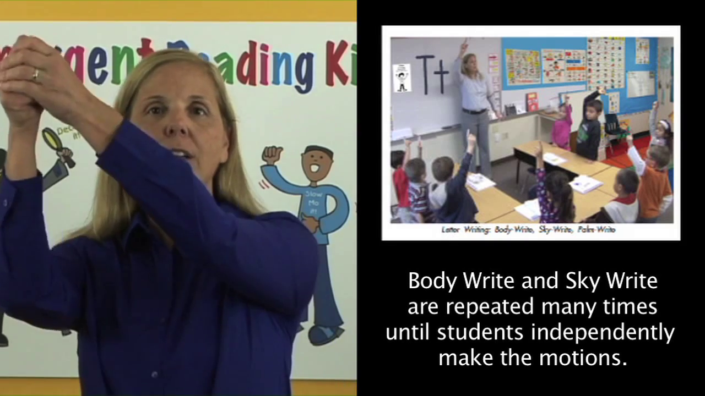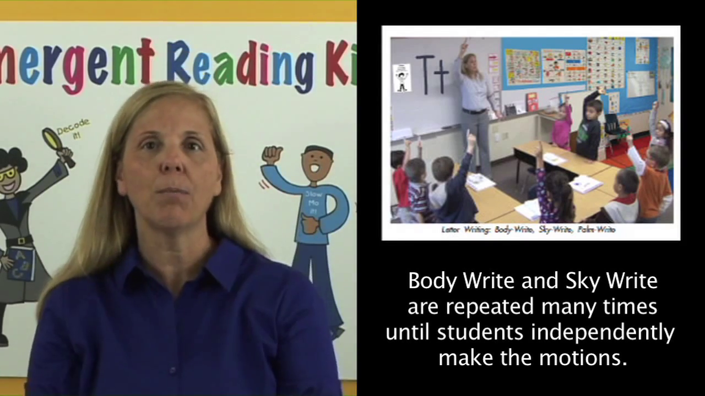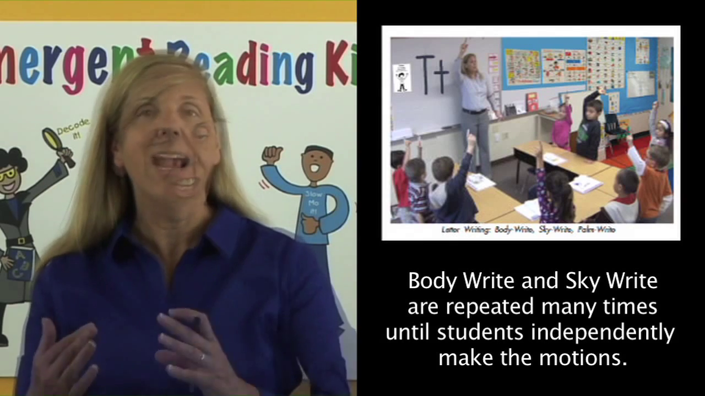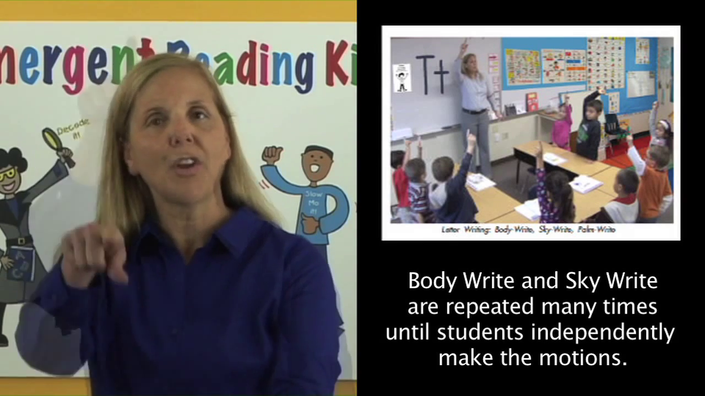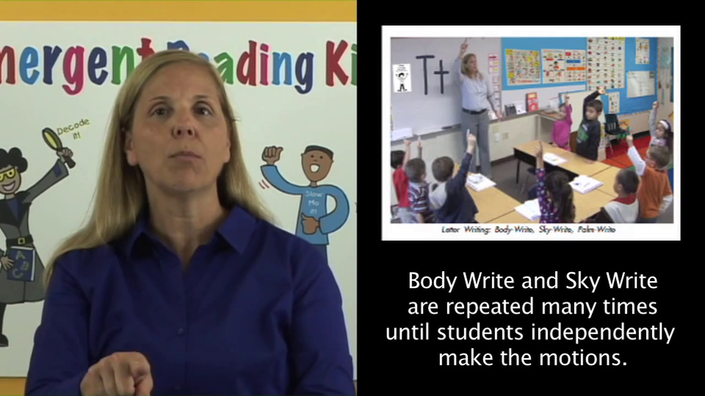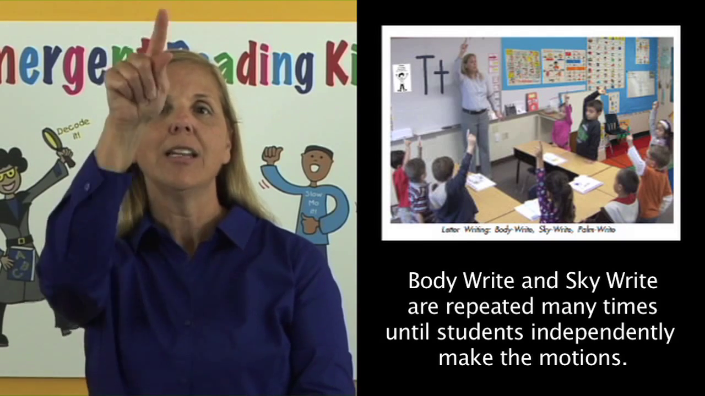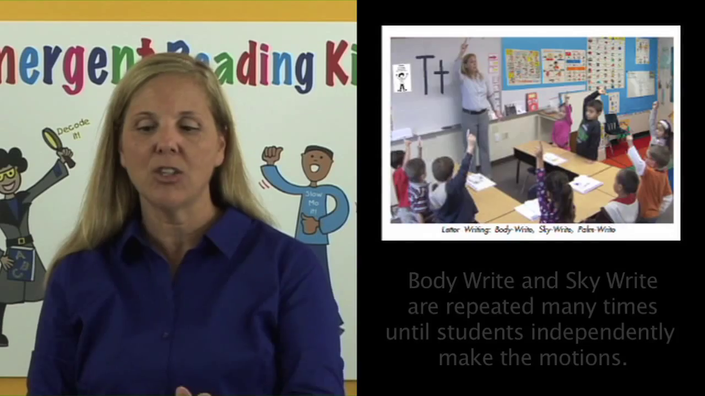Down the pole, cross the bridge. After that, we'll use skywrite with our hand and finger in the air. Down the pole, cross the bridge.